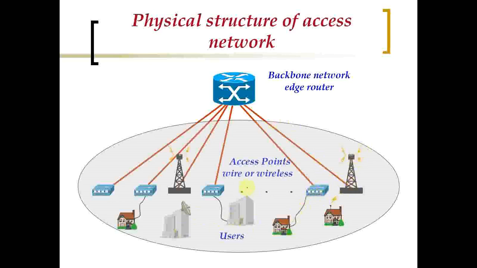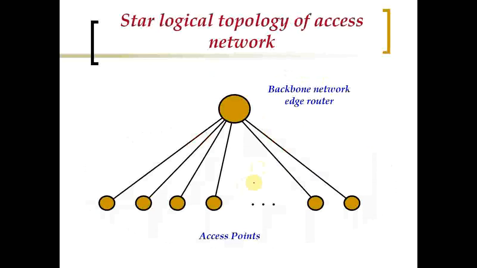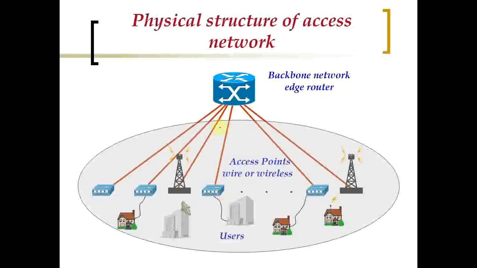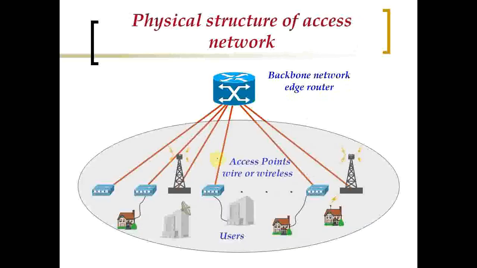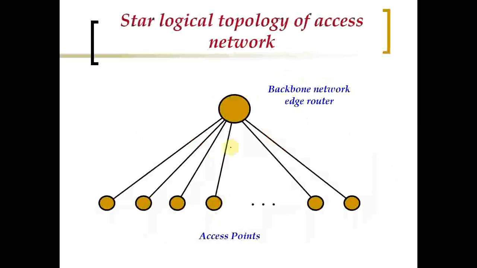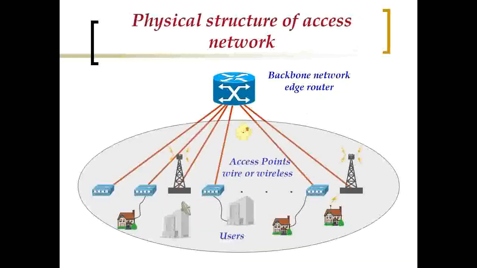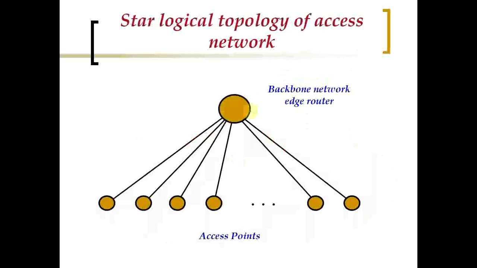So there are a lot of different options. The star logical topology is how it's going to look in a logical way, and the physical way is exactly the same as the logical. Also, the traffic flow is exactly the same as the physical one, because it's just one link. So this is how it's going to be connected, and this is a picture of the logical connections.